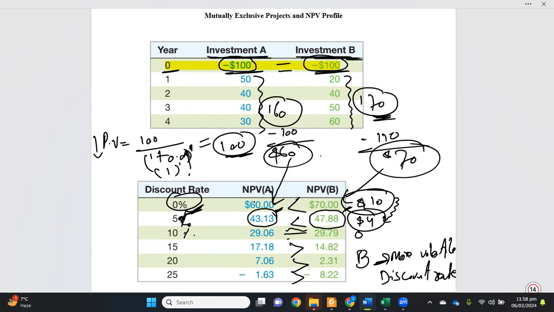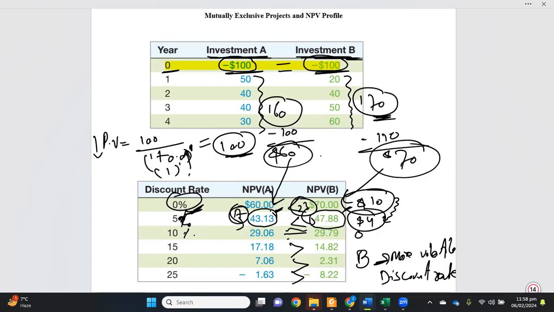For example, when the discount rate increases from 0% to 5%, the NPV of A has dropped from 60 to 43. How much has it dropped? If we ignore the decimals, almost $17. While Project B's NPV has declined from 70 to 47, which is almost 23. So by increasing the discount rate by 5%, the decline in Project B is more than the decline in Project A.